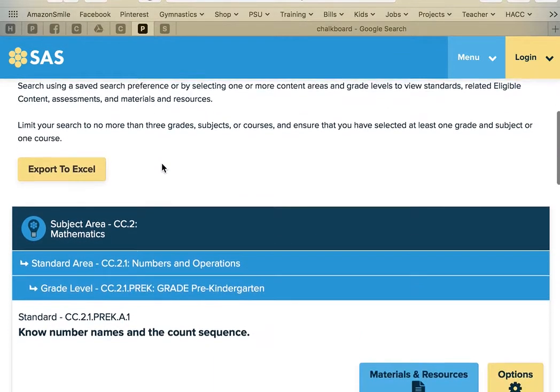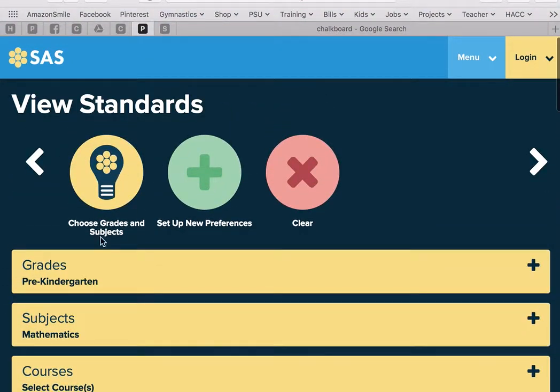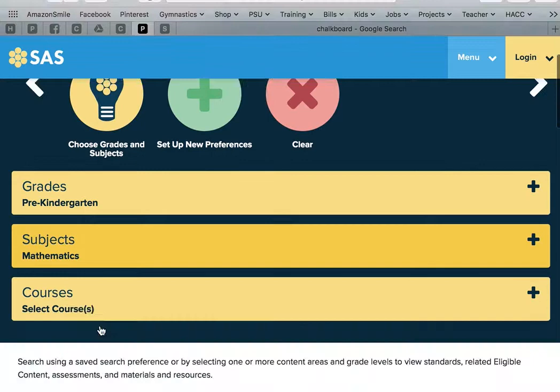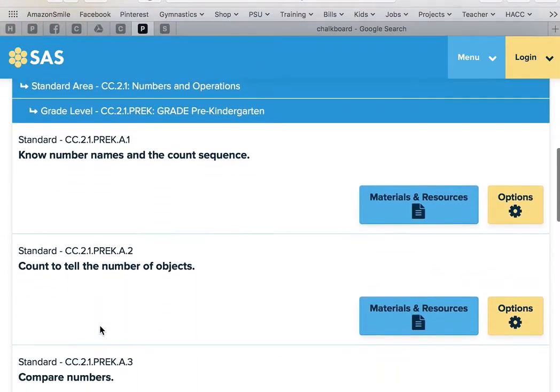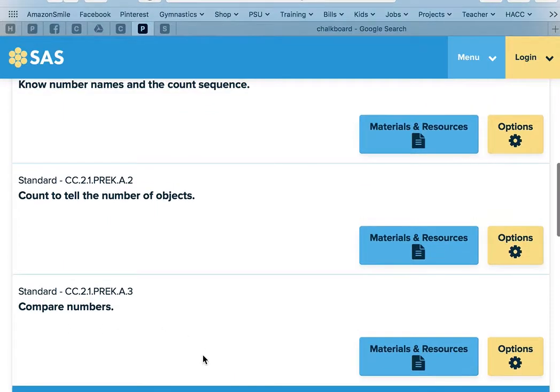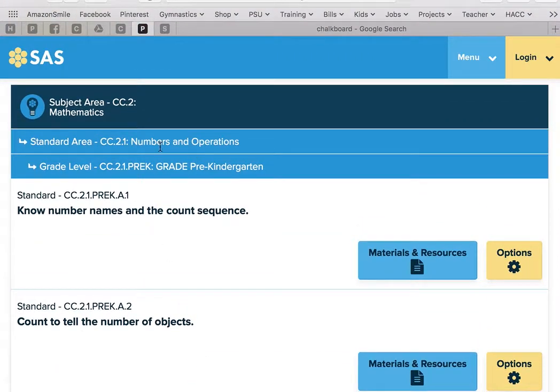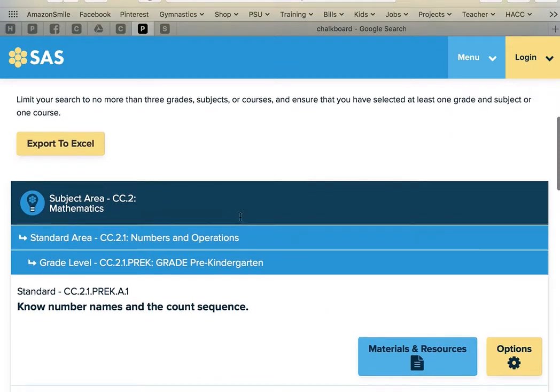In the Pennsylvania State Standards, one of the things we do first is we search our grade level and our subject area, and I've done that already. When you scroll down, you can see that standard CC.2.1 pre-K A3 is comparing numbers, and that was what we were working with, and that is under the category or standard area of numbers and operations.